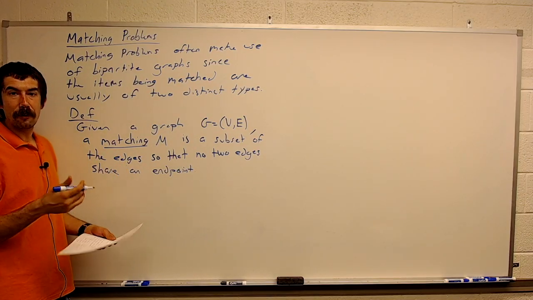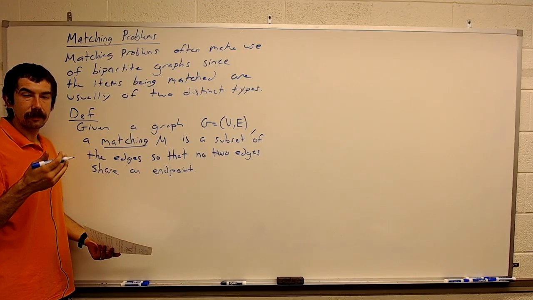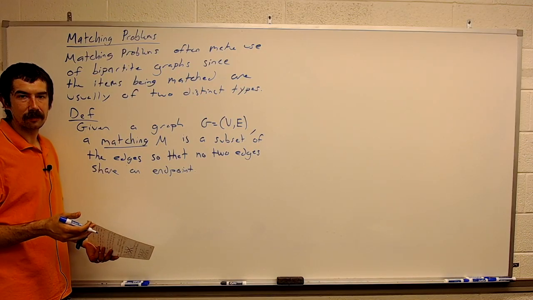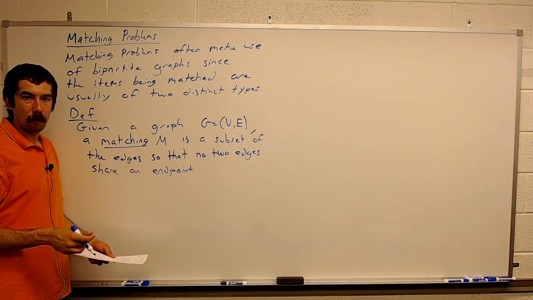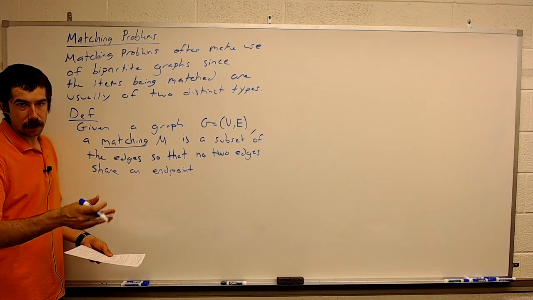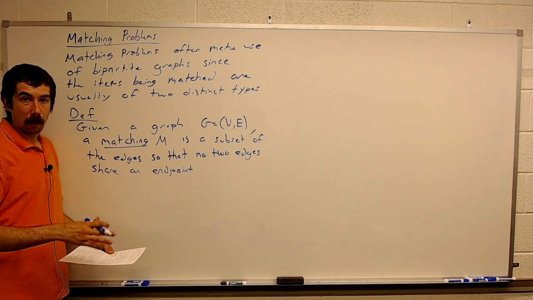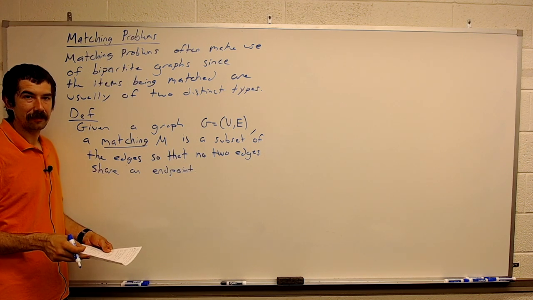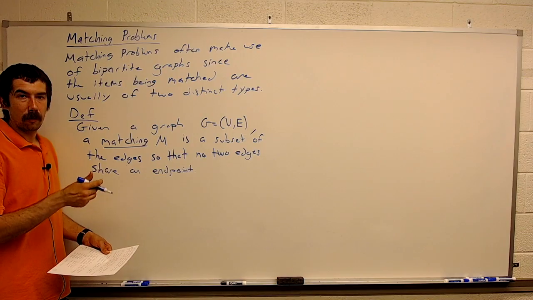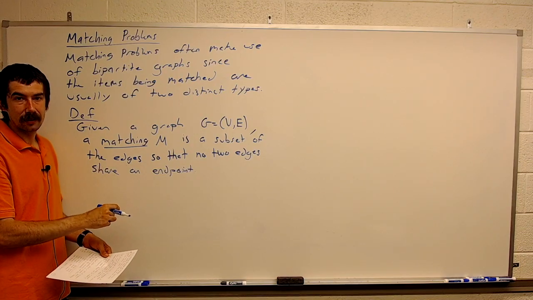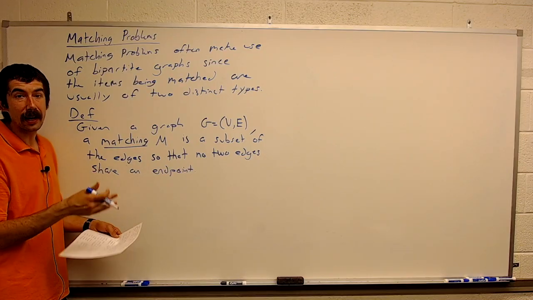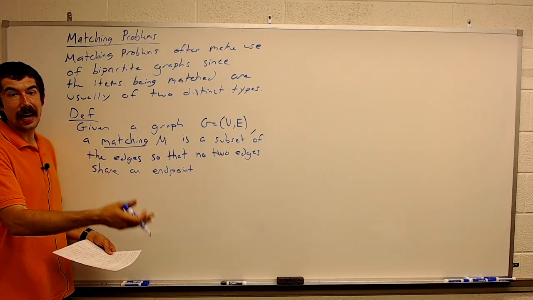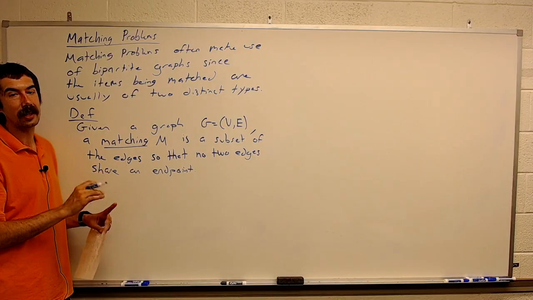Okay, so if we were matching up employees to tasks, it would be like, oh, Jim is washing the floor, and Sue is wiping the tables. Okay, each employee would have one task. They can't have two, and each task would have one employee. They can't have two. Maybe an employee is left without a task, and maybe a task is left without an employee, but nobody's going to be assigned to two.